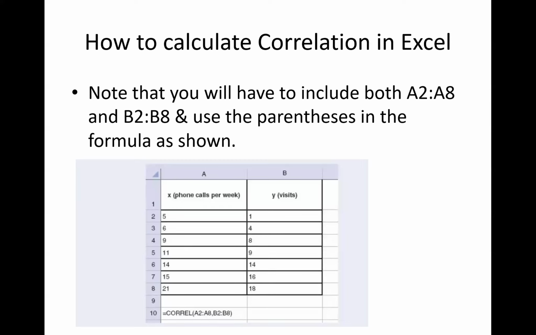So in column A, we have the number of phone calls per week over a series of weeks, 5, 6, what have you. We go CORREL. We put in the parentheses both ranges separated by a comma, as you can see here.